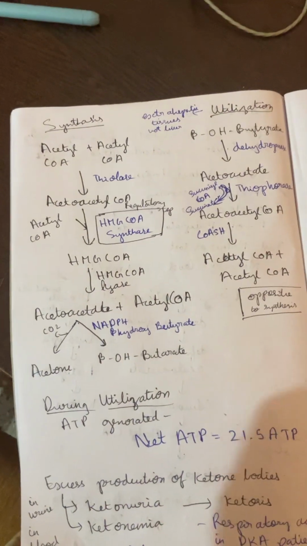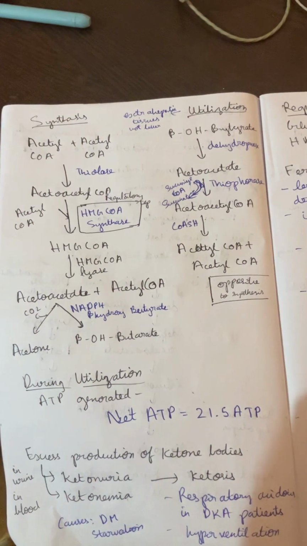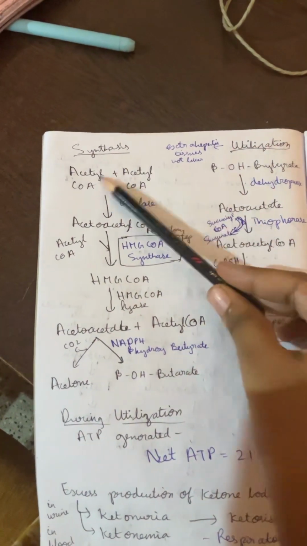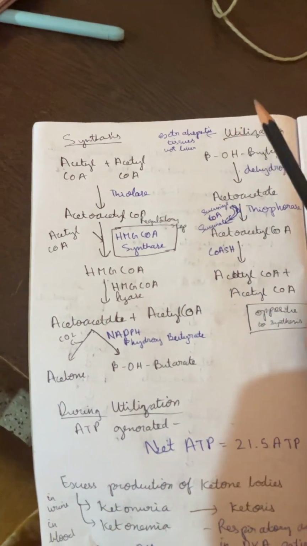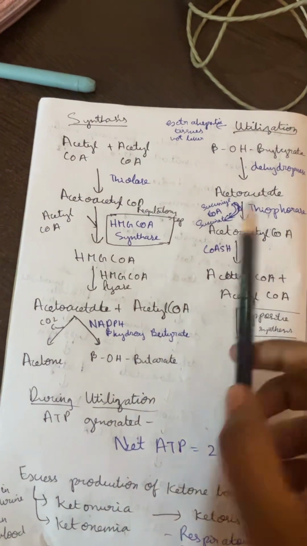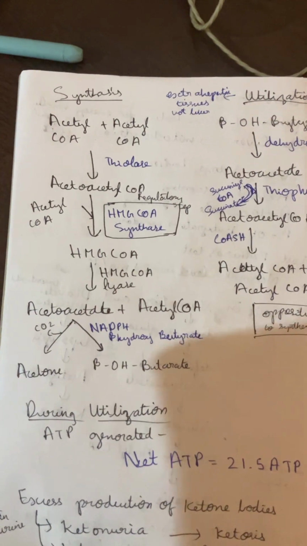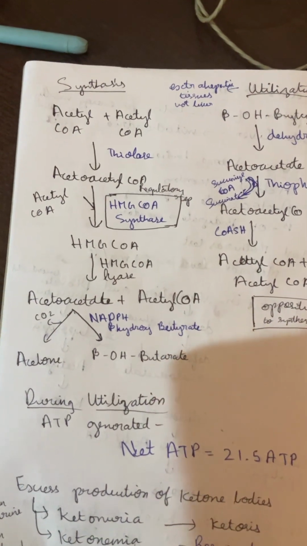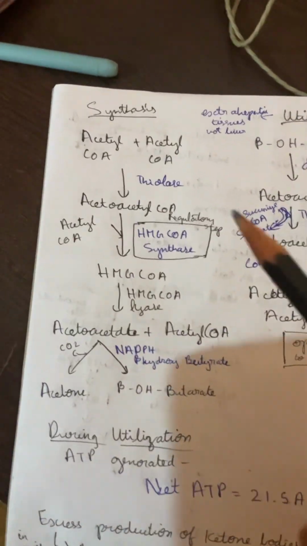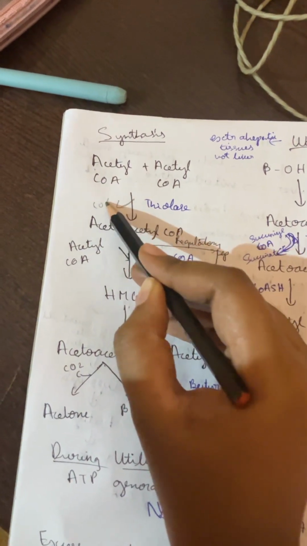Here we have synthesis and utilization. It's the same thing. Utilization is just the opposite of synthesis. So synthesis starts with acetyl CoA plus acetyl CoA, two acetyl CoA, similar to cholesterol also. So two acetyl CoA are taken from glucose and the TCA cycle also. In the presence of thiolase or thiokinase, many names are there for one enzyme only, it forms acetoacetyl CoA. One CoA is going away here. Two are there, but one CoA is going away.